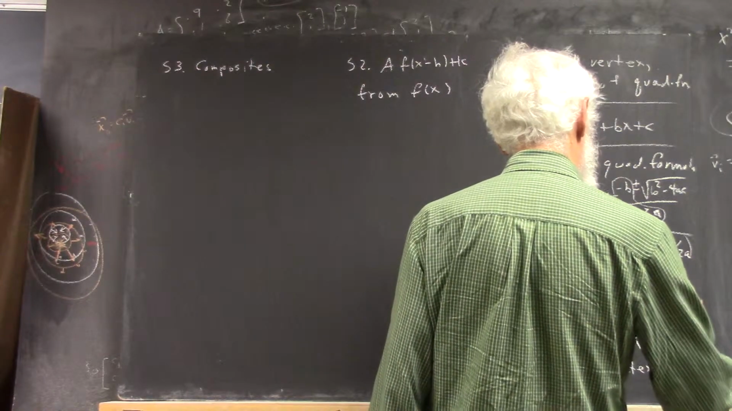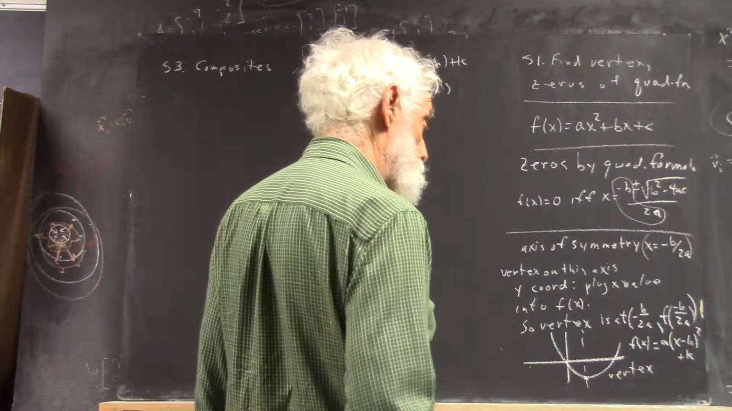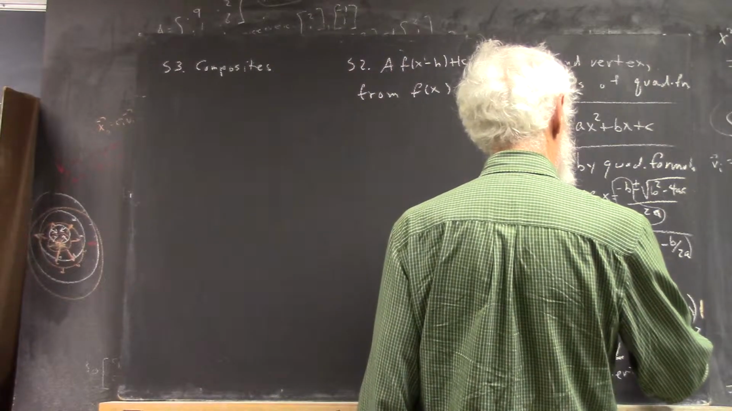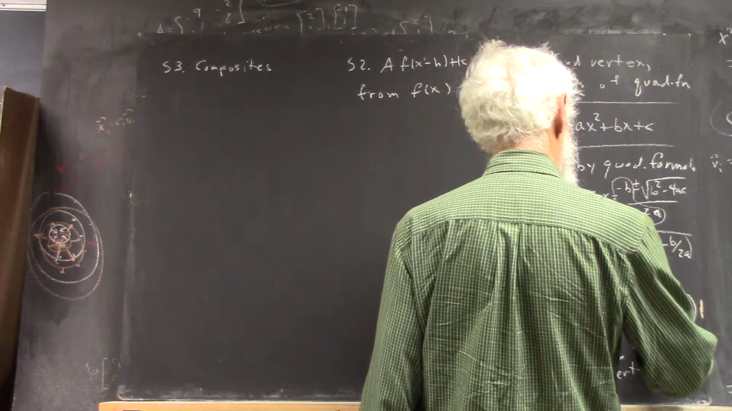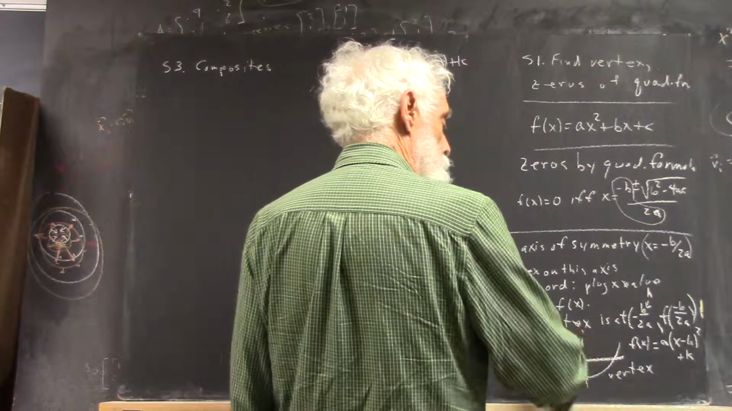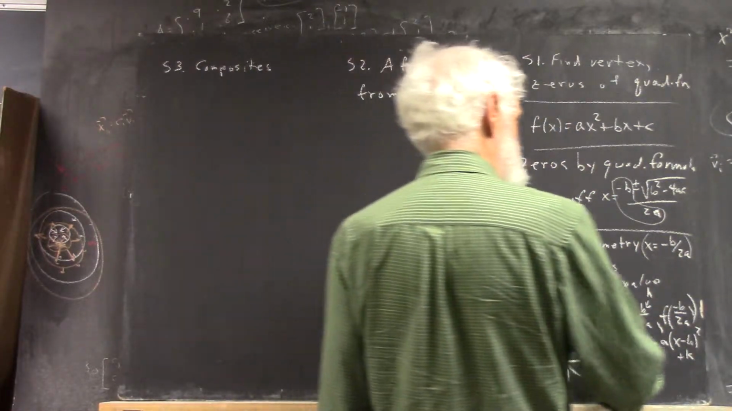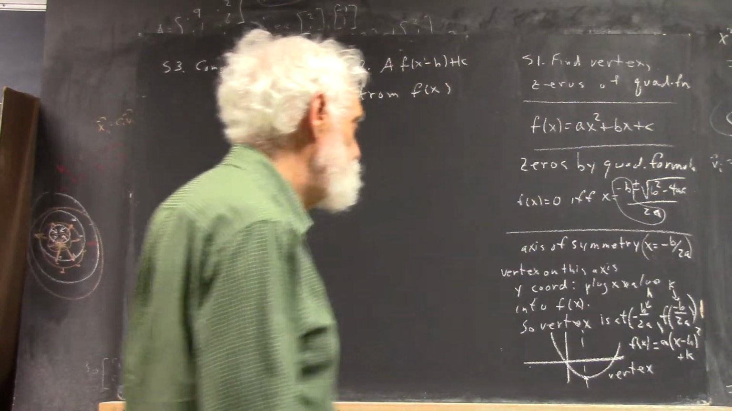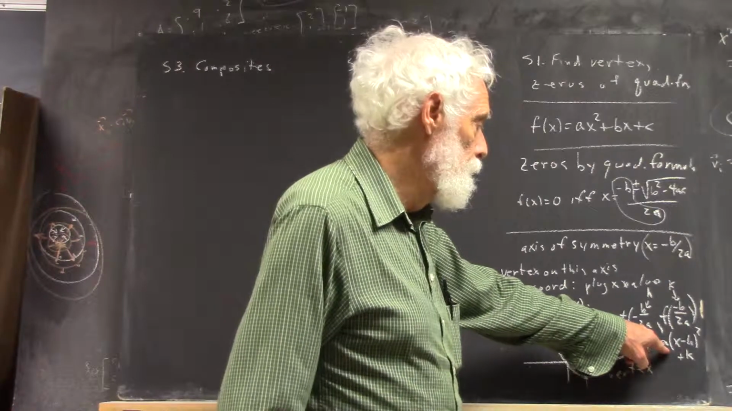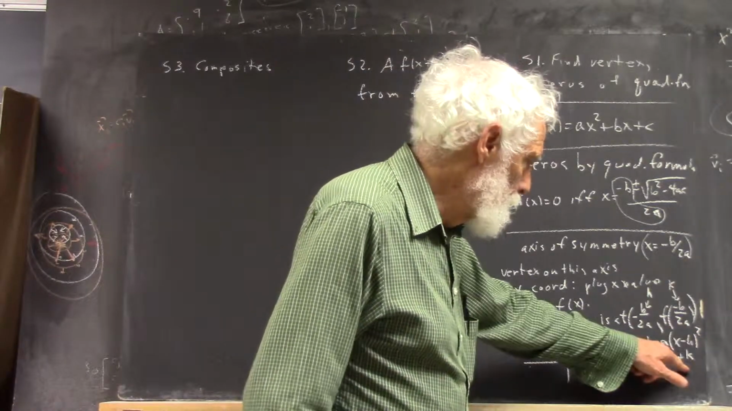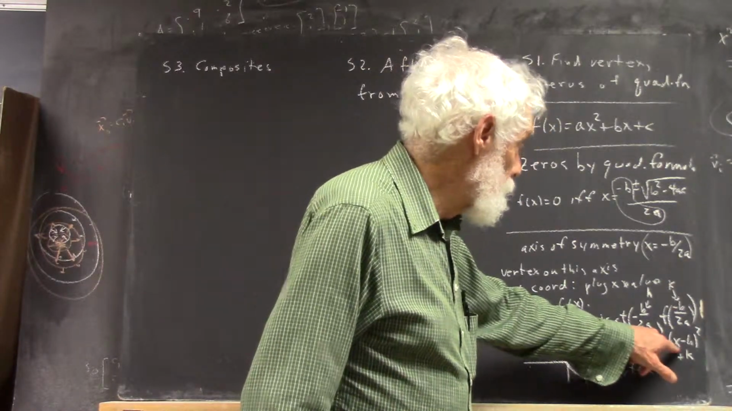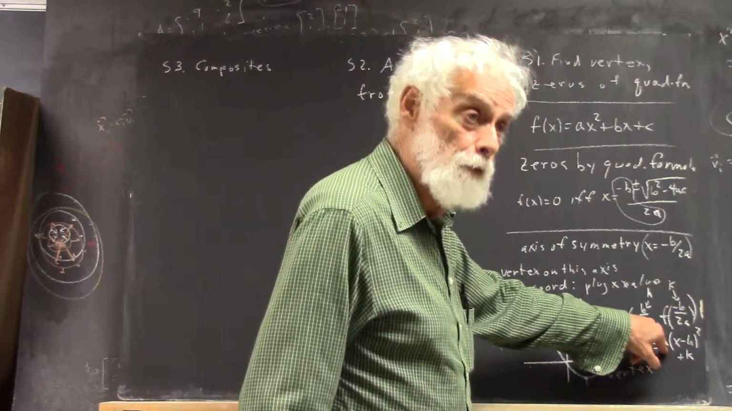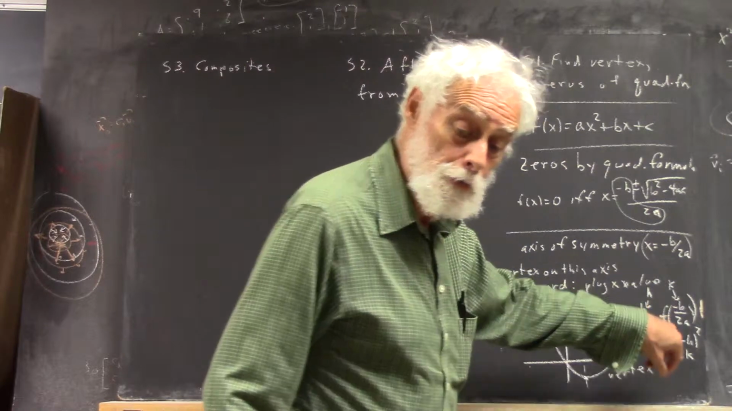a times x minus h squared plus k, where h is this coordinate, because that corresponds to a shift to the right, and k is the vertical shift. The vertical stretch remains, because if you expand this, you're going to get an a in front of the x squared, and clearly that a, if we understand transformations, is your vertical stretch factor.